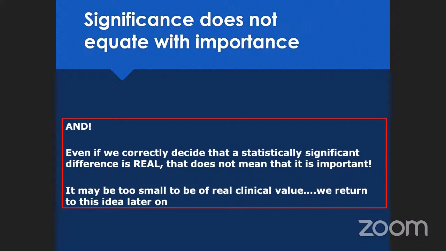So significance doesn't equate with the importance of the finding. And even if we correctly decide that a statistically significant difference is real, that doesn't mean that it is important in practice. It can be too small to be a real representation of the general population, and therefore we return to this idea.